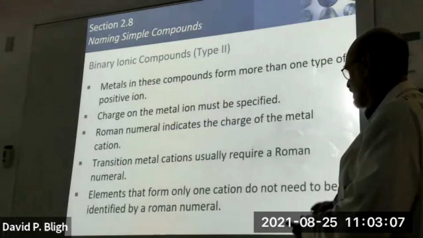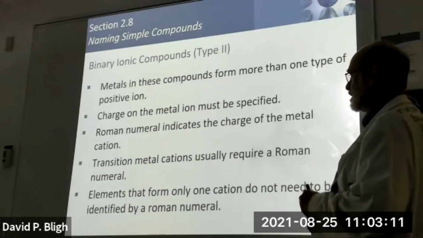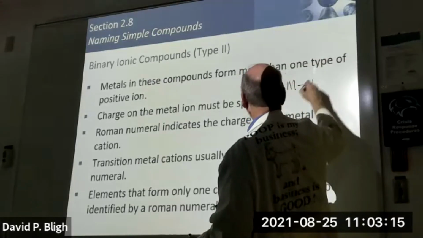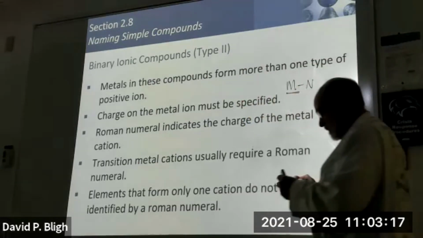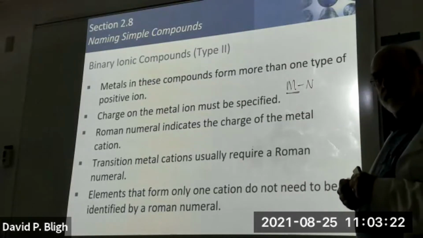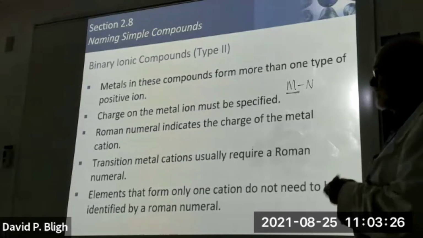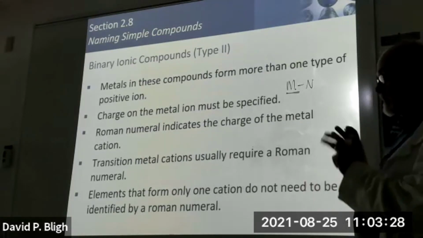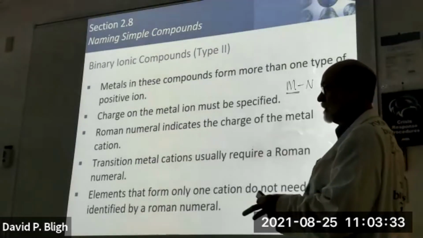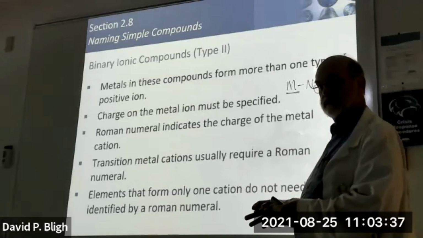Type 2 compounds. Now we start to muddy the water a little bit. We're still a metal and a nonmetal, but now the metal could have 2 or more possible charges. It's still going to be an ion, but we don't know what the charge is until we actually say what it is. So if you're given a formula, then you can deduce from the formula what the charge is.